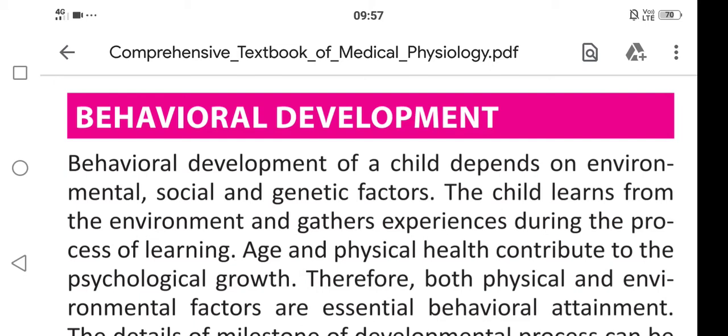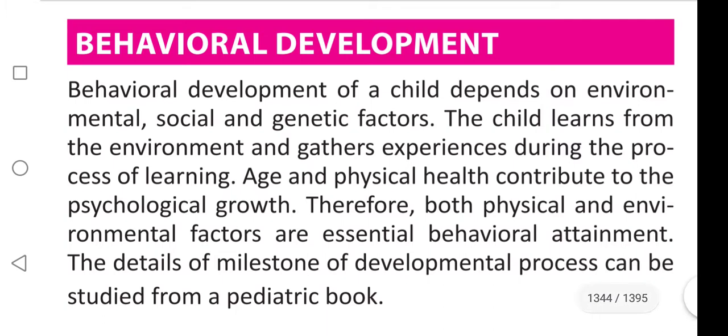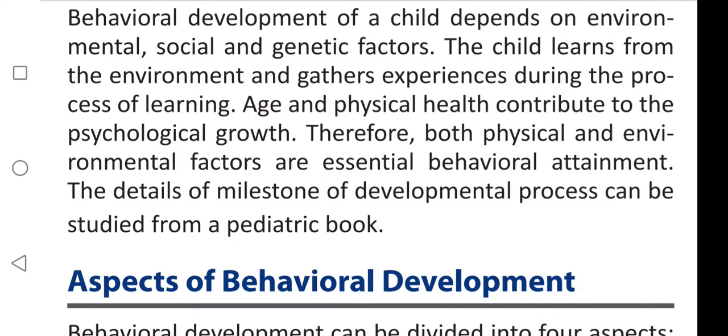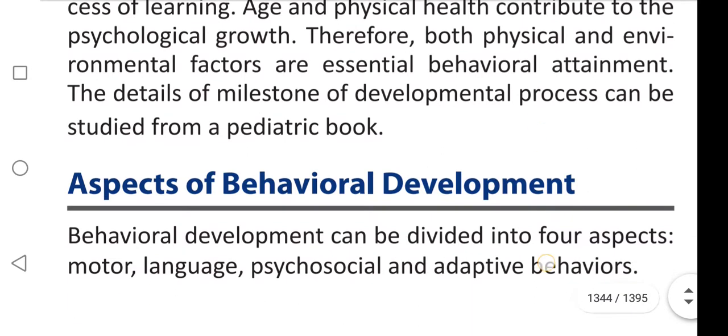In this video we are going to learn about behavioral development. The behavioral development of a child depends on environment, social and genetic factors. The child learns from the environment and gathers experience during the process of learning. Age and physical health contribute to psychological growth. Therefore, both physical and environmental factors are essential for behavioral attainment. The details of milestones of the developmental process can be studied from the pediatric book.